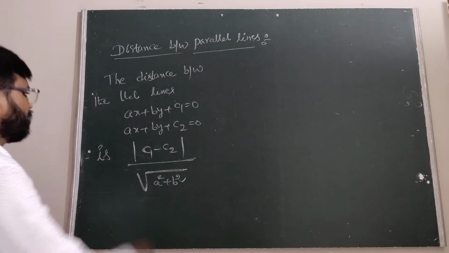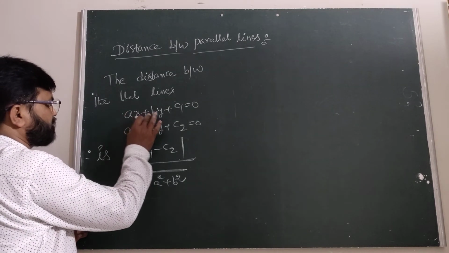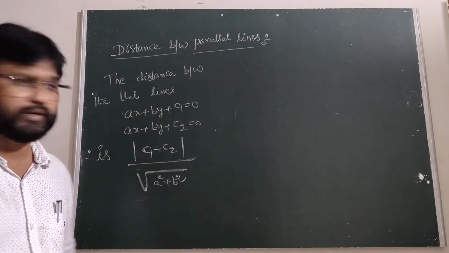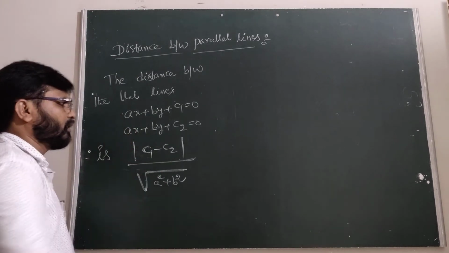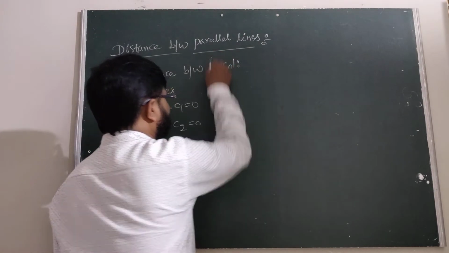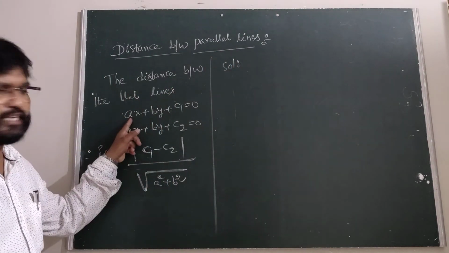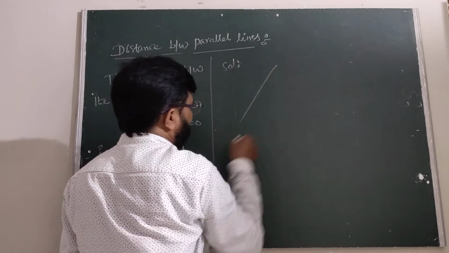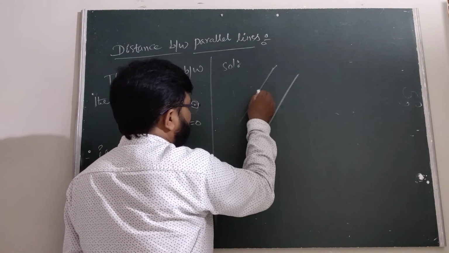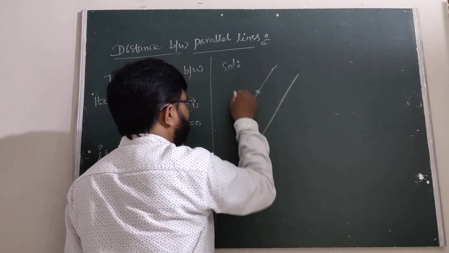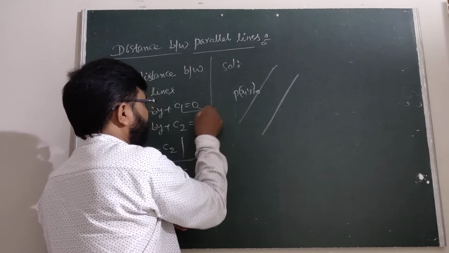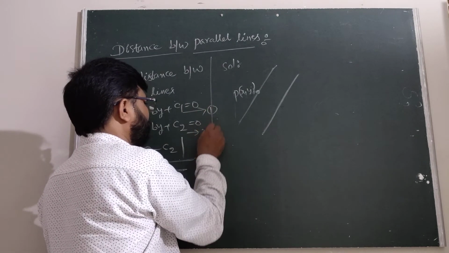So here the slope of the first line is minus a by b, and the slope of the second line is minus a by b. That's why these two are called parallel lines. Suppose we take any point on the first line, x1, y1. This is the first line, this is the second line. These two are parallel. These are taken as equation 1 and equation 2.